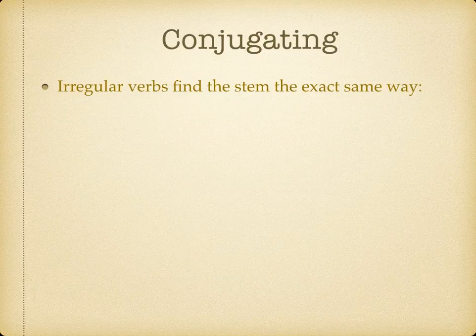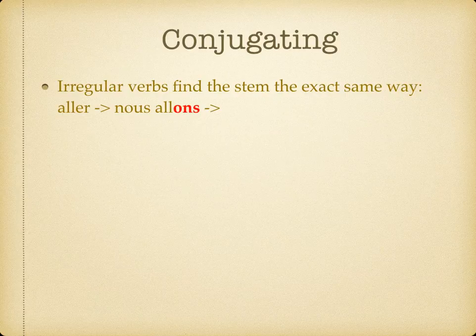So if we look at an example of an irregular verb, they're almost all the exact same. For example, if we have aller, when we conjugate aller into the present tense nous form, we have nous allons. We find our ONS, we get rid of it, and we have all.